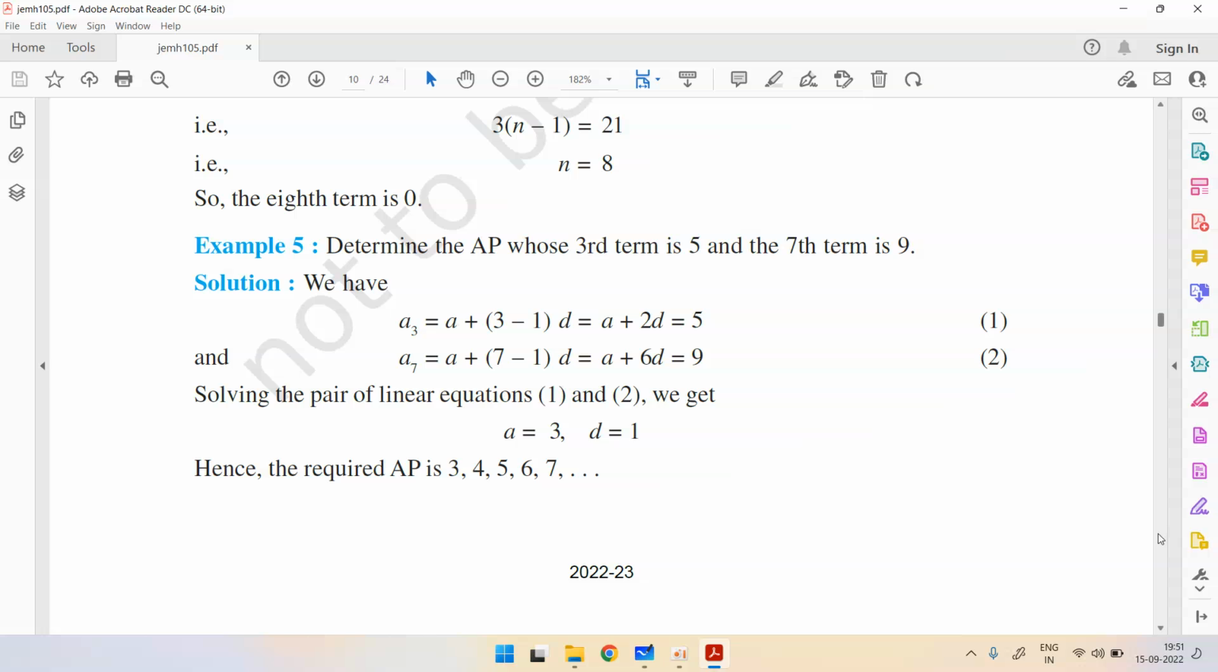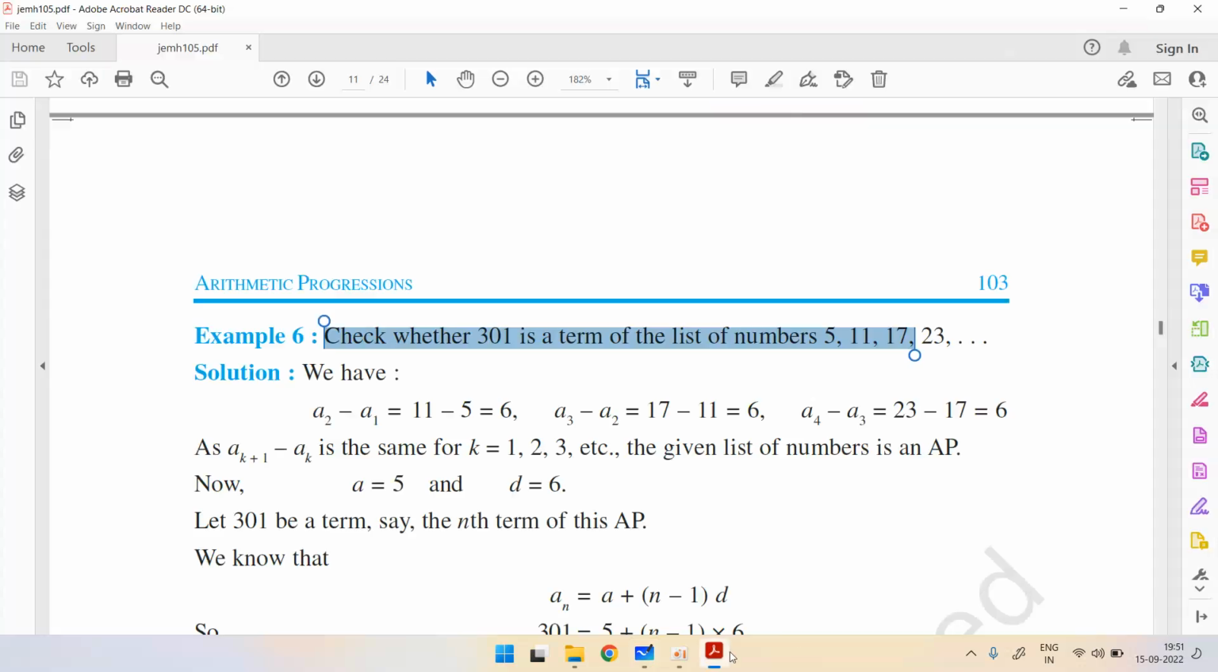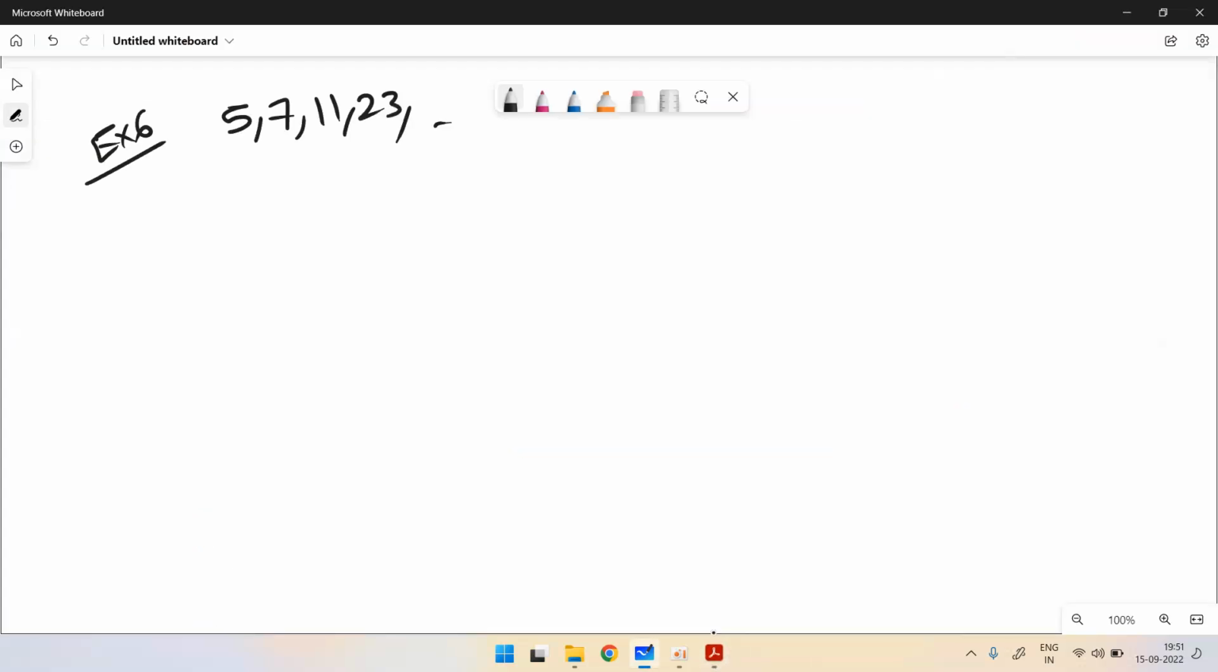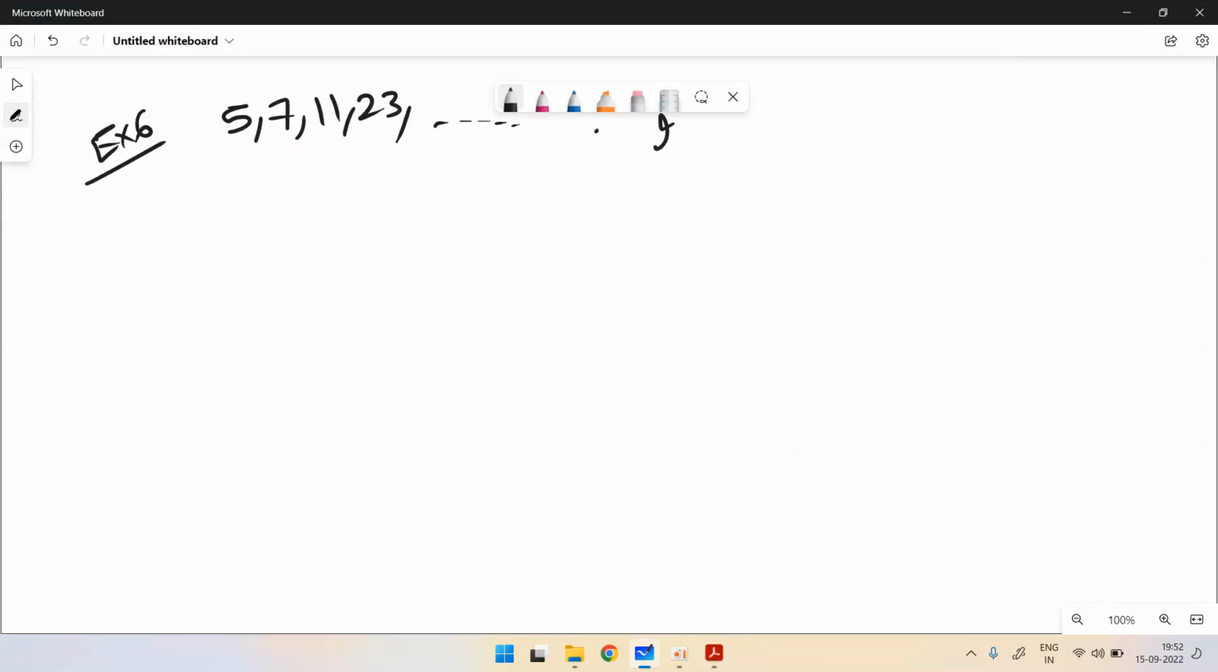This is just for example number 5. So what is example number 6? It says check whether 301 is a term of the list 5, 11, 17, 23, and so on. I need to check whether 301 is a term of this.